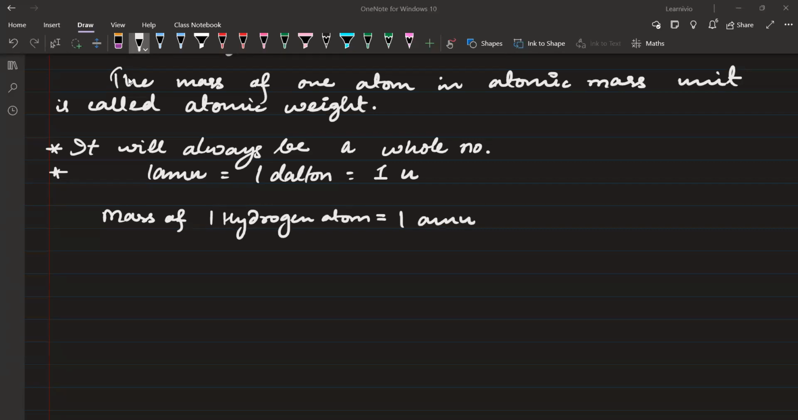So we have to decide now what is 1 kg. There is a platinum iridium rod in the Museum of France. The mass of that rod was decided as 1 kg. Similarly, we have to decide what is 1 AMU, the new unit that we have derived. They said that the mass of 1 hydrogen atom will be equal to 1 AMU. So what did we do?